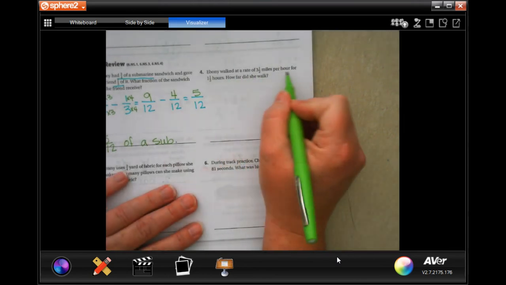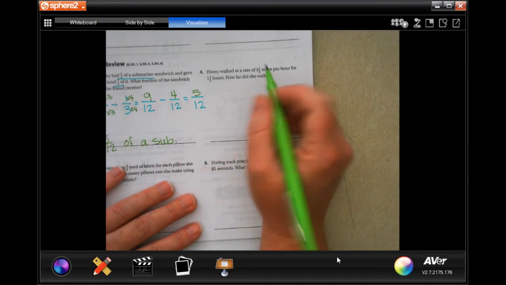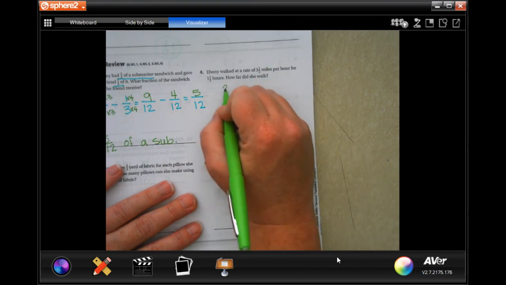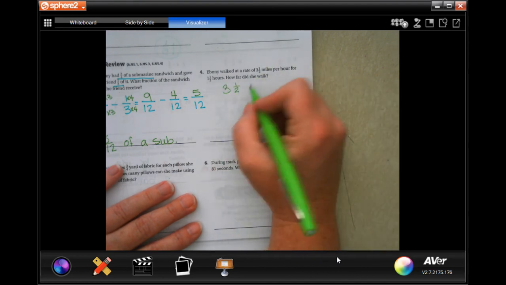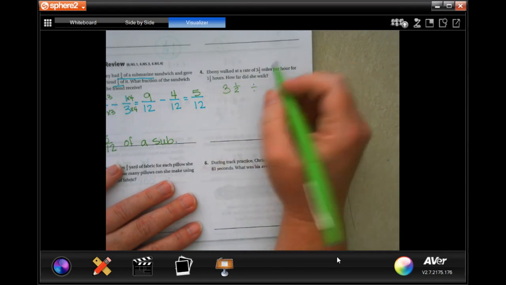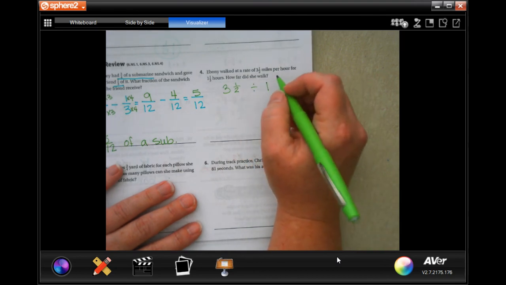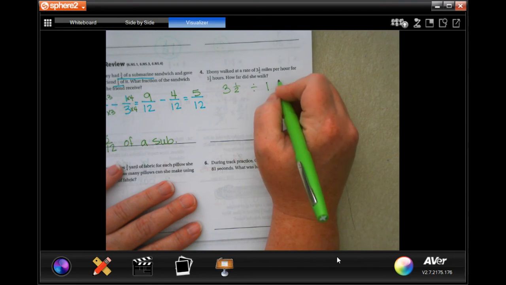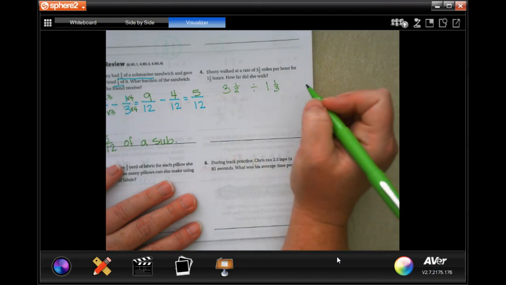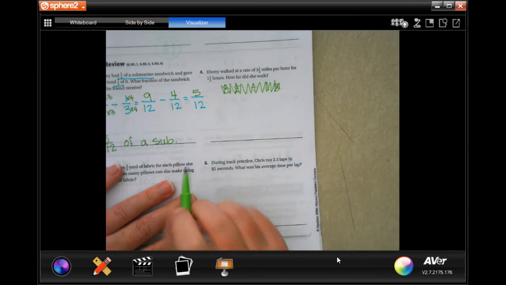Ebony walked at a rate of 3.5 miles per hour for 1 1/3 hours. How far did she walk? Okay. So 3.5 miles in 1 hour. Okay. So we need to divide that by 1 1/3 hours. Nope. Miss Lee is doing that wrong, guys. Okay, give me a minute. I'll come back to number 4.